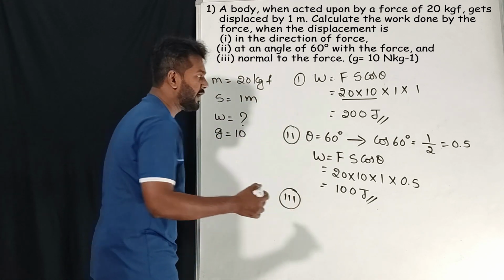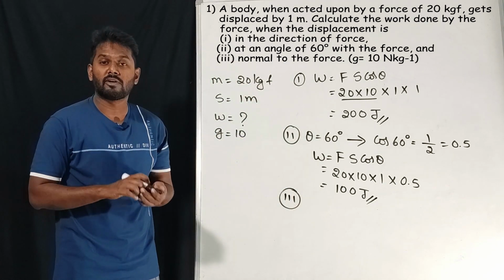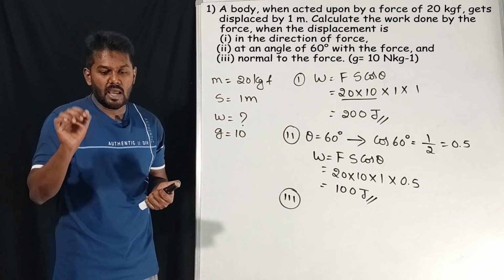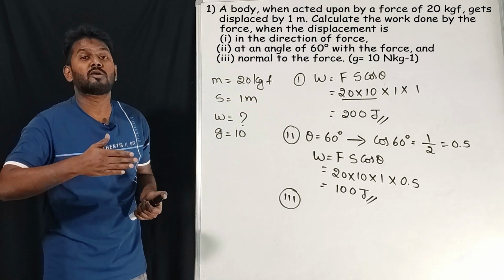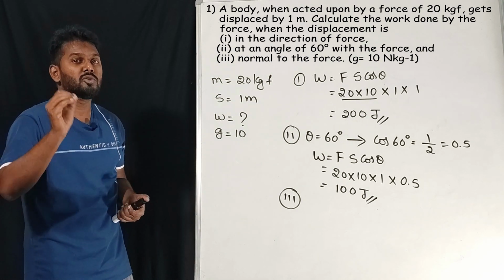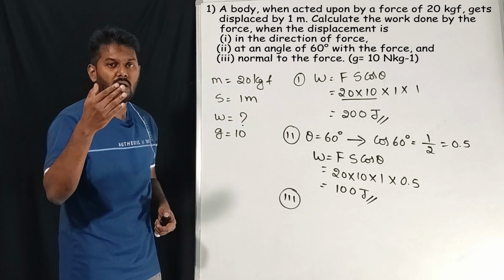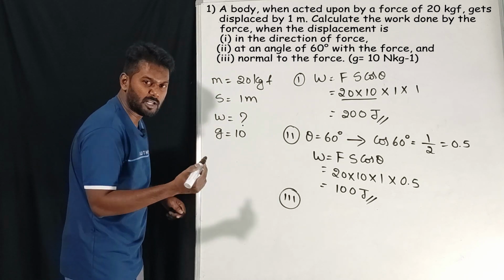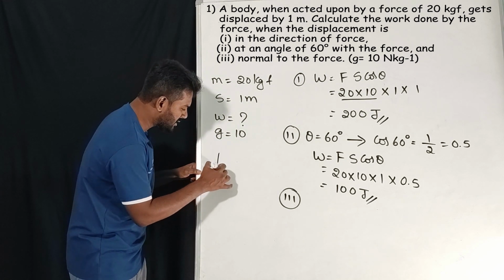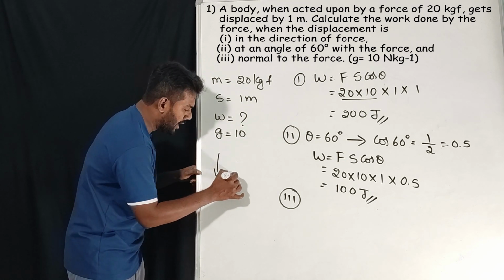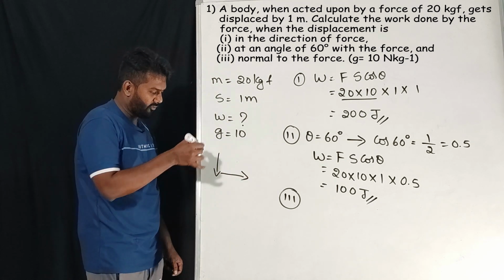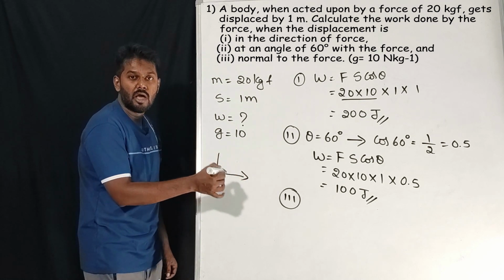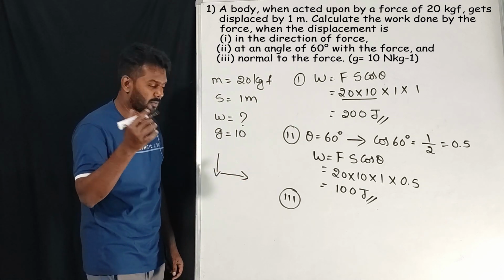Again we are going to find work done, but they have given one condition. What is that? The displacement is normal to the force. What do you mean by normal? Normal is nothing but perpendicular. When it is perpendicular, that means the force is applied in this direction and the displacement is in this direction. This is called normal or perpendicular, both are the same.